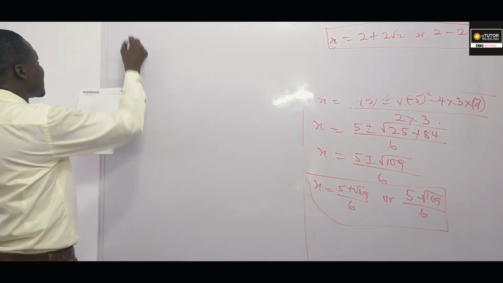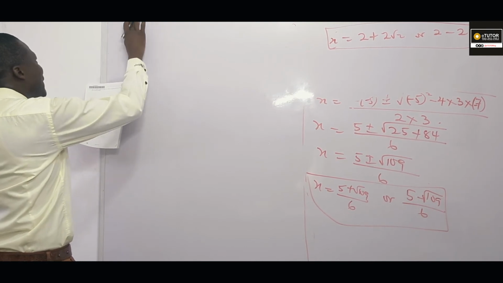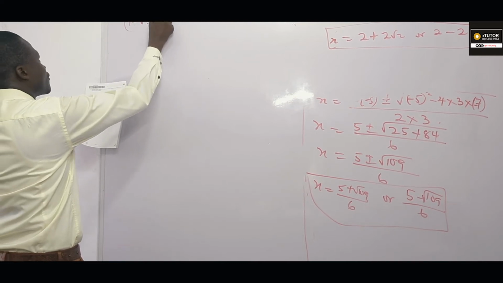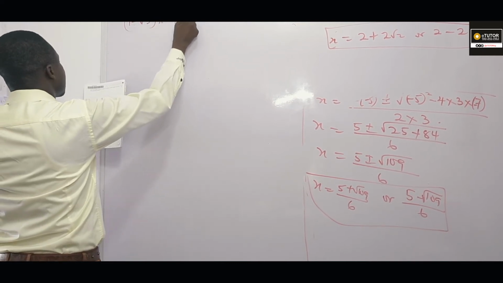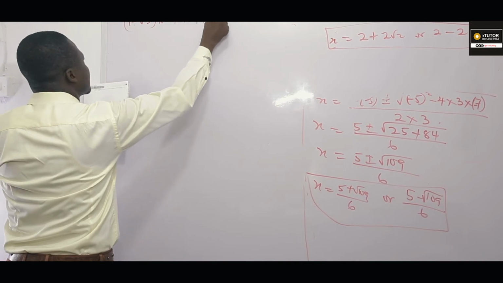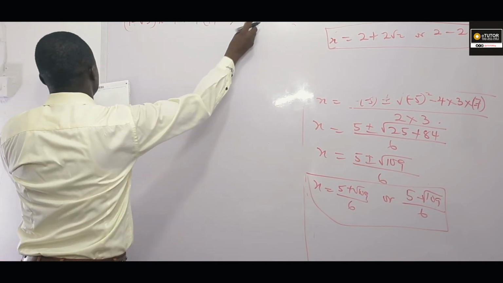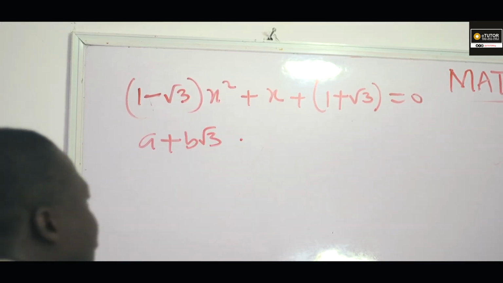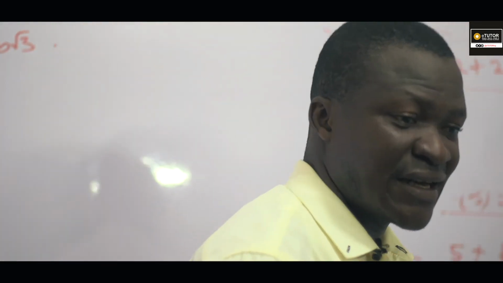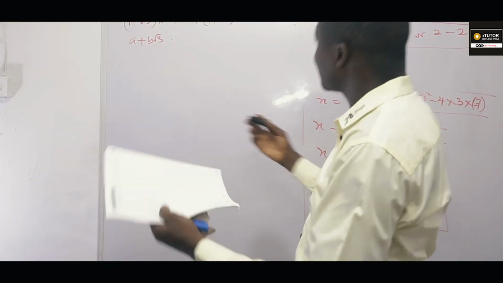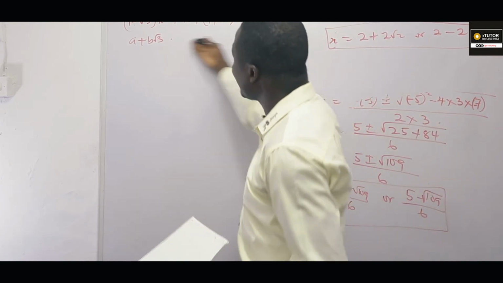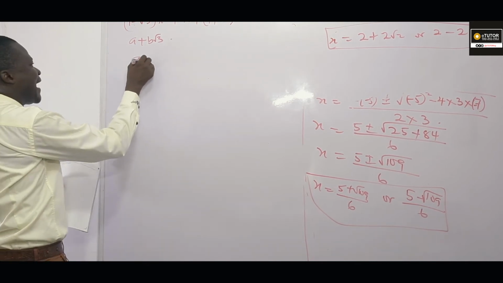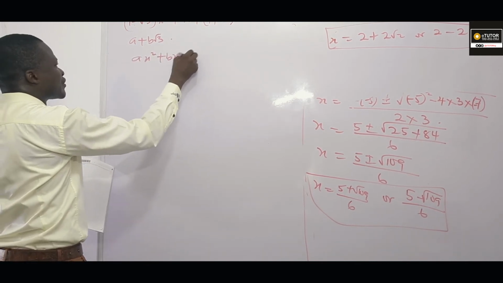It says, solve the quadratic: (1 minus root 3)x squared plus x plus (1 plus root 3) equal to 0, leaving your answer in the form a plus b root 3, where a and b are constants. Can you see that? That's another application. It's just a quadratic that is very simple. But if you don't know that the standard form of a quadratic is always ax squared plus bx plus c equal to 0.